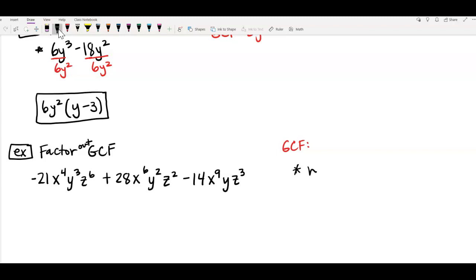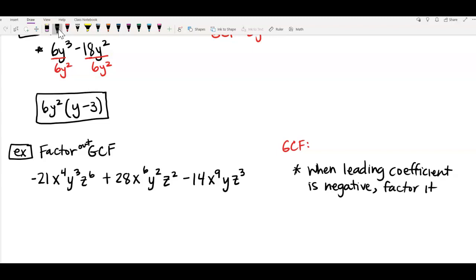So let's just write over here, when leading coefficient is negative, factor it out as part of the GCF. Okay, so since... I'm confused how we got the GCF. Yeah, let's talk about that GCF.